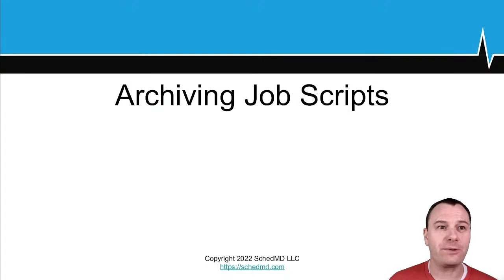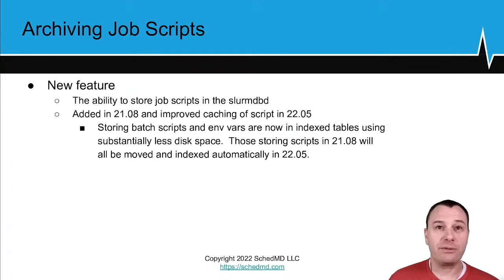All right, moving on to archiving job scripts. Slurm now supports the ability to archive job scripts in the Slurm database if your site is on 21.08 or later. There are also significant improvements to this feature in 22.05. Slurm stores batch and environment variables in index tables. This has significantly reduced disk space where sites use the same job script for multiple jobs. Note that when upgrading from 21.08, if you have used this feature, then the stored job scripts will be moved and indexed automatically in 22.05 during the upgrade process.